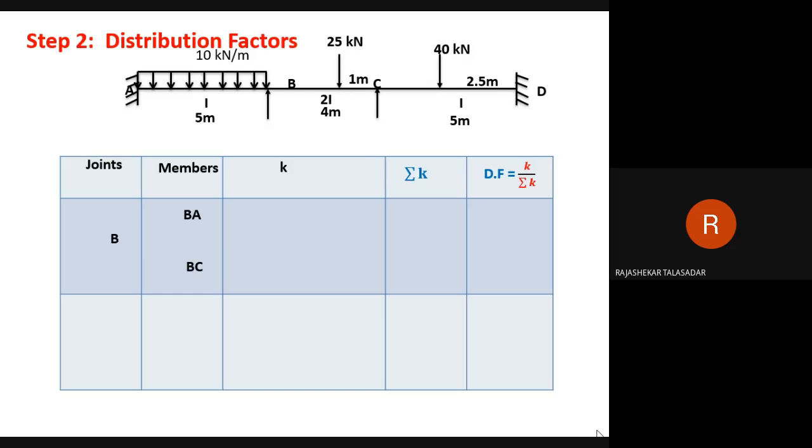You have to complete joint B first. What is the K of BA? I by L. That is I by 5. So you will get 0.2 I.